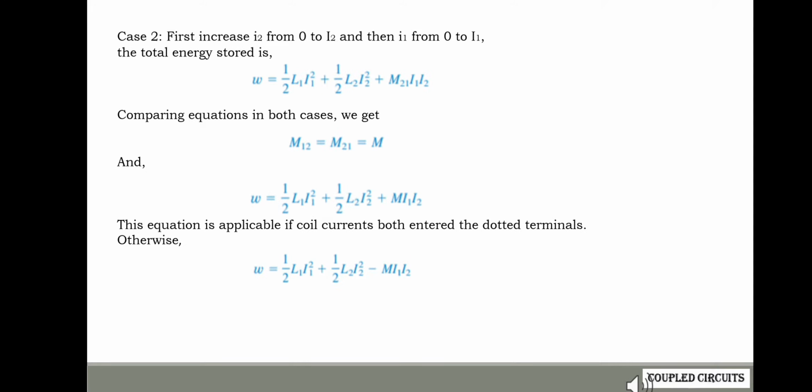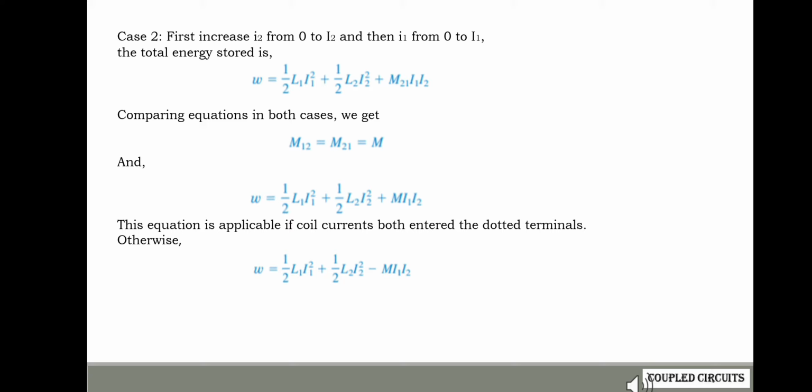If we reverse the order by which the currents reach their final values, that is, if we first increase i2 from 0 to capital I2 and later increase i1 from 0 to capital I1, the total energy stored in the circuit is given. Since the total energy stored should be the same regardless of how we reach the final conditions, comparing the equations we come to a conclusion that M12 is equal to M21, which means mutual inductance of coil 1 with respect to 2 and mutual inductance of coil 2 with respect to 1 are equal.